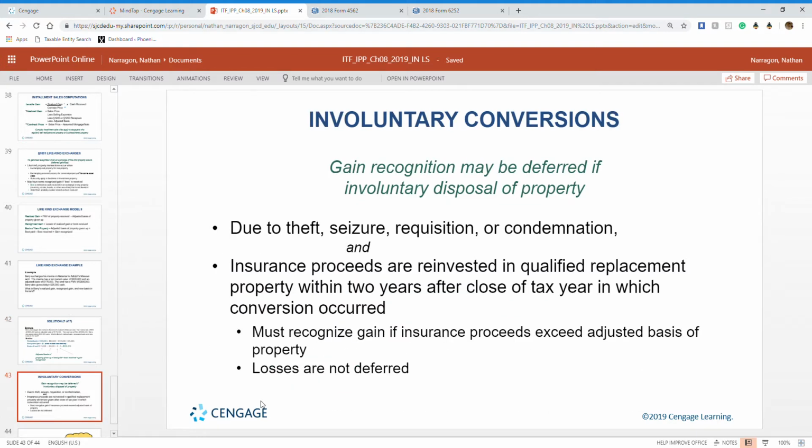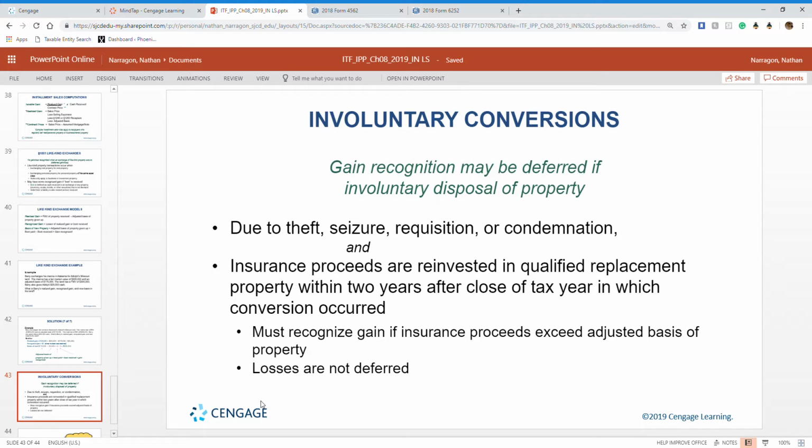Last part, involuntary conversions. Gain recognized may be deferred if involuntary disposal of property. So, we can defer in cases of theft, seizure, requisition, and condemnation, and insurance proceeds are reinvested in qualified replacement within 2 years after close of the tax year. So we can defer this as long as we do this, basically rebuy the thing.